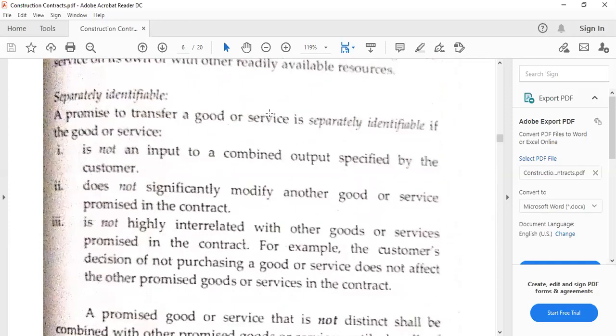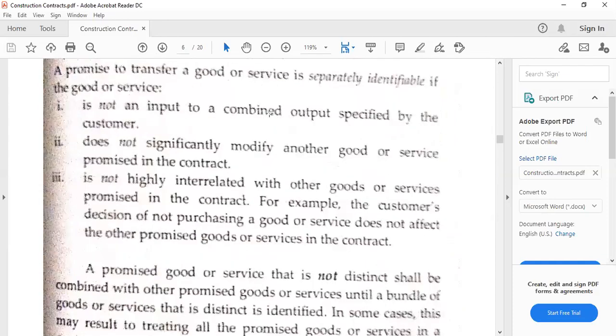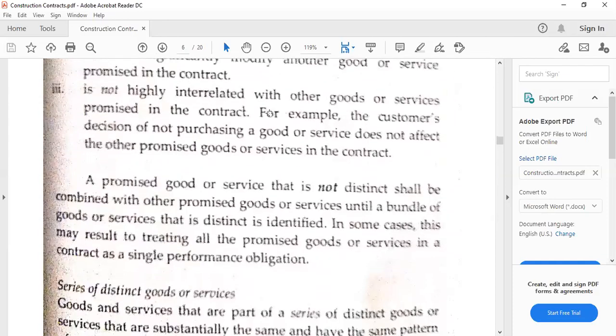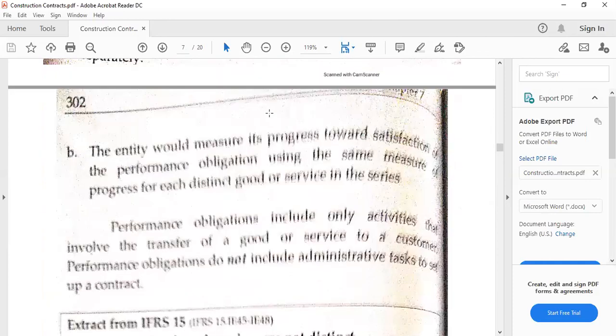Then this has been discussed already in our discussions on PFRS 15. So allow me to skip some parts.